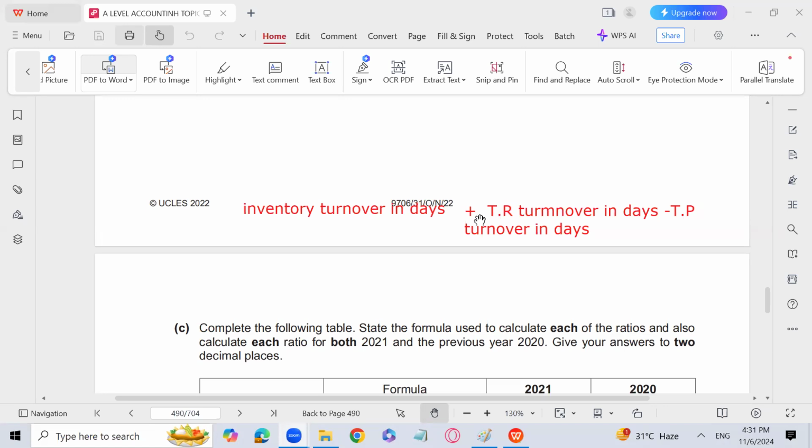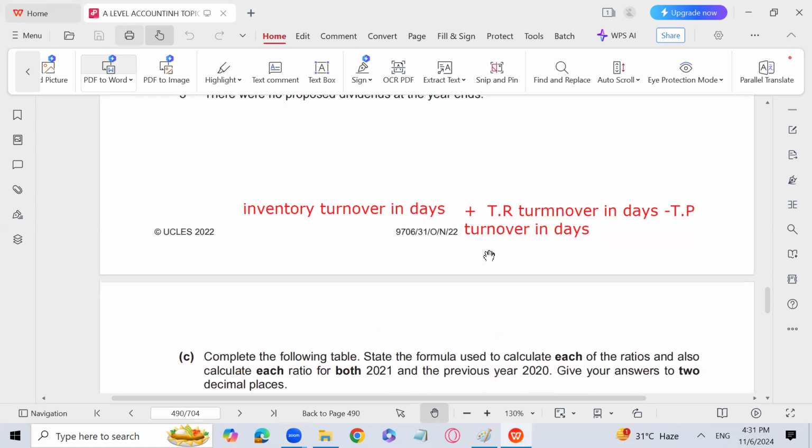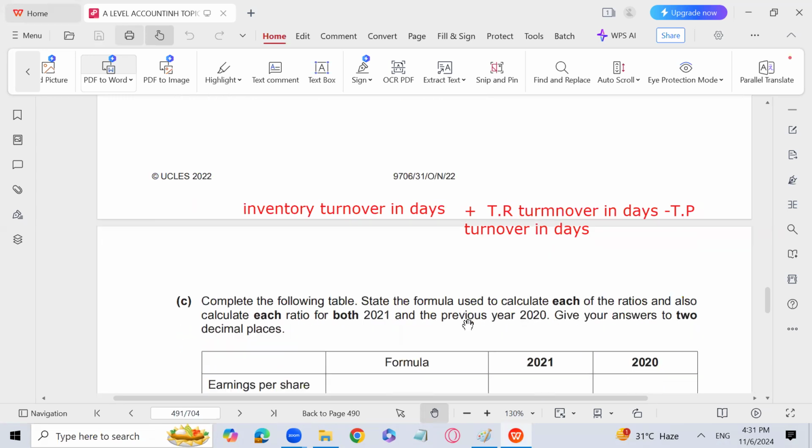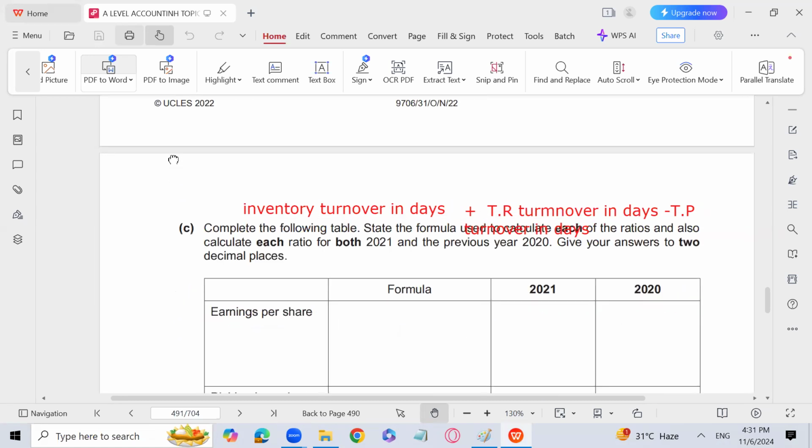Today we are going to solve the question of October November 22-31 variant for accounting ratios. Complete the following table. State the formula used to calculate each of the ratios and calculate each ratio for both 2021 and the previous year 2020. Give your answer to 2 decimal places.